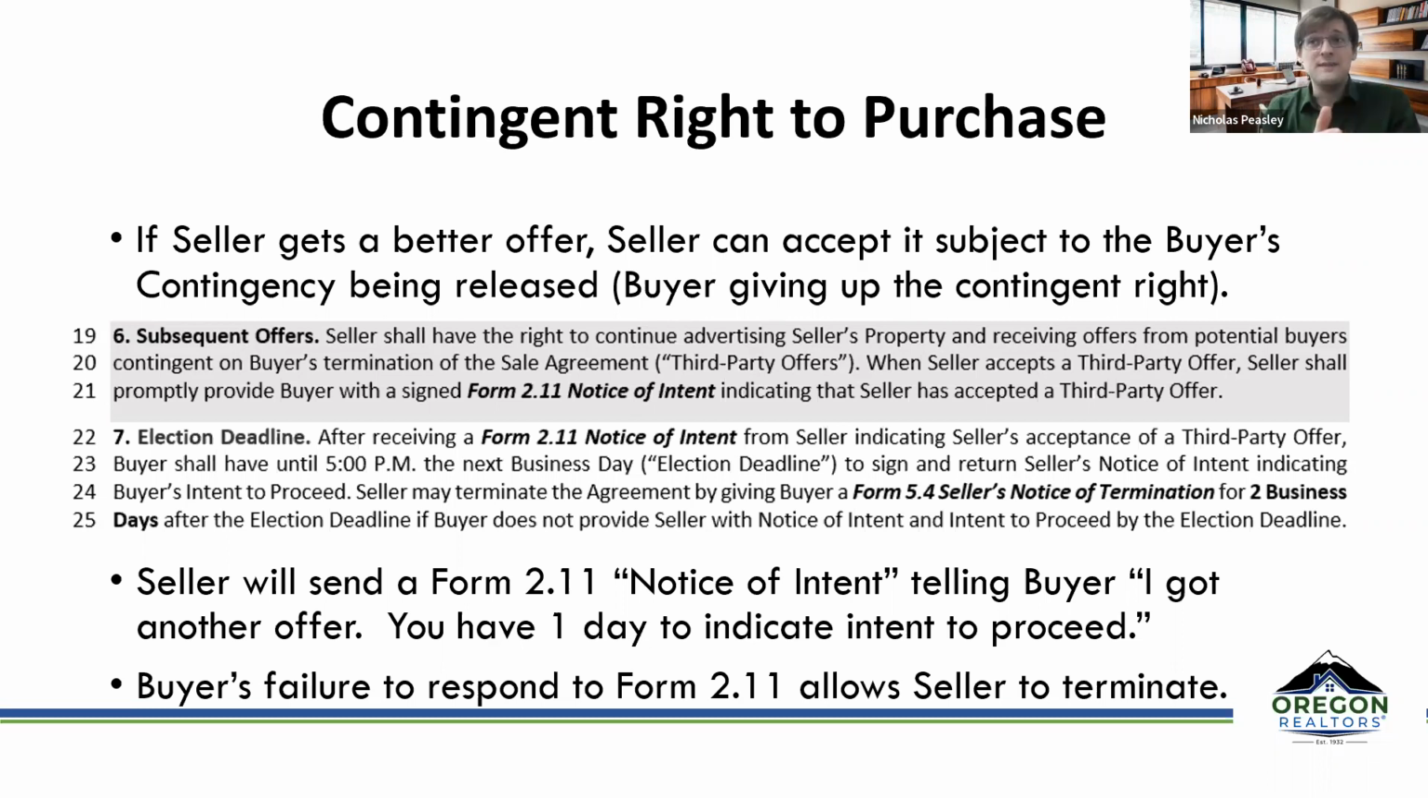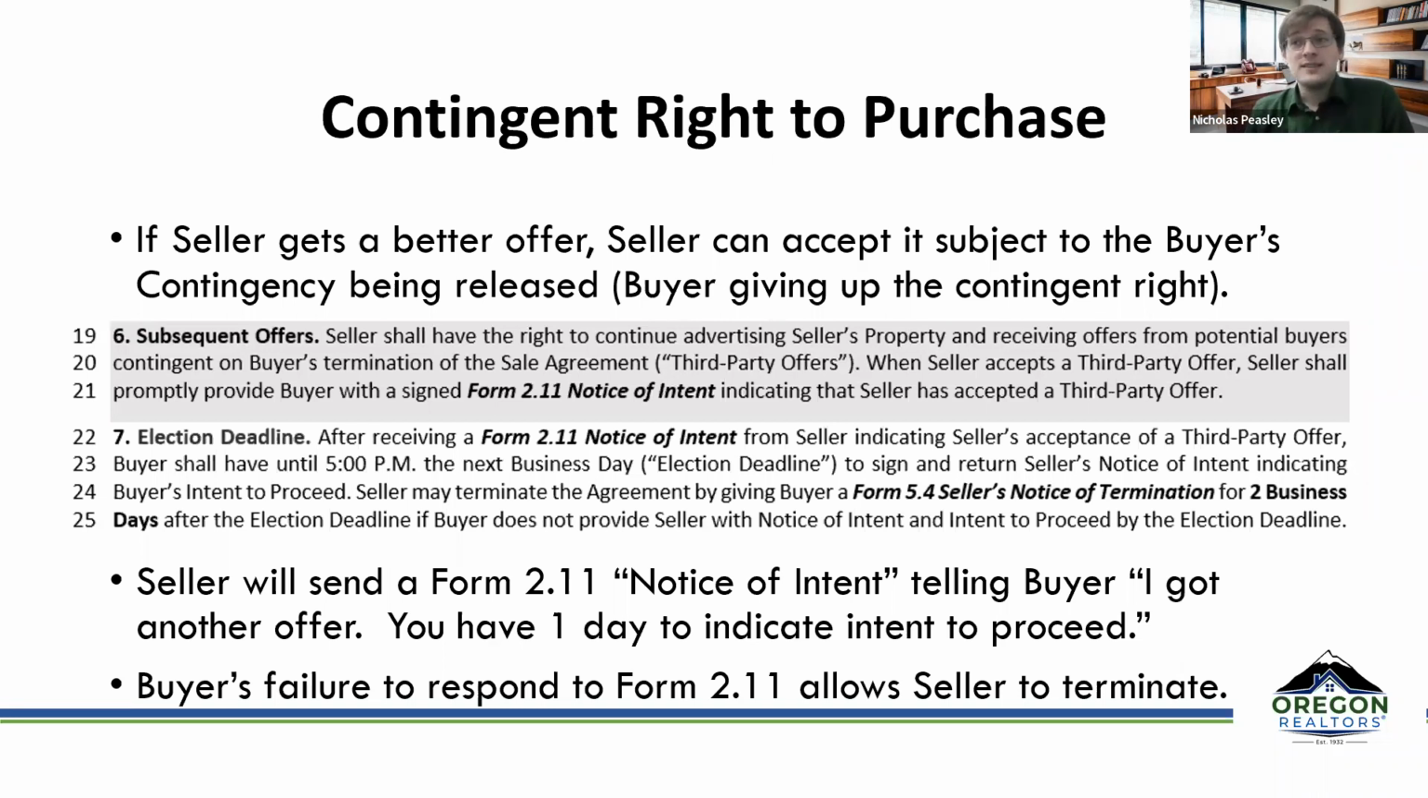After the buyer receives this Notice of Intent from the seller, that indicates that seller has gotten a third-party offer, the buyer has until 5 p.m. the next business day, that's their election deadline, to sign and return the Notice of Intent, indicating that they either intend to proceed with the transaction, they're going to release and give up their contingent right and move on with the transaction, or the buyer can just terminate during that election deadline timeframe. They can say, sorry, didn't work out. I'm glad you got another offer. I'm happy for you, but I wish it was me.